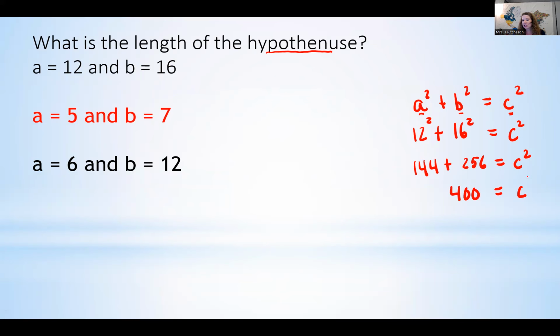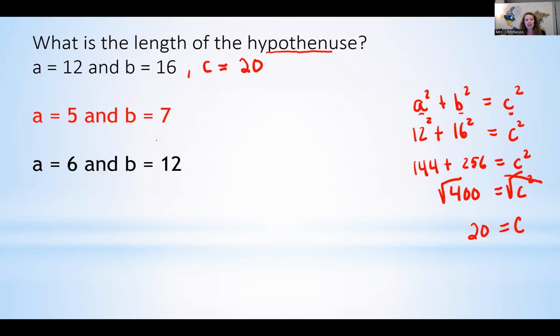So what is just c? Well, the only way to undo squaring a number is finding the square root of it. So when we find the square root of both sides, the square root symbol and the little 2 cancel each other out. So that tells us c is equal to the square root of 400, which is 20. So in a right triangle, if the two legs are 12 and 16, the hypotenuse is absolutely going to be exactly 20. Okie dokie.